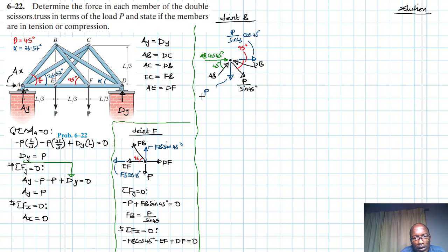So we said P divided by sine 45, then this one by sine 45, and then we have another component for AB. So this one we are saying is equal to AB sine 45. Then we have another component for dB.